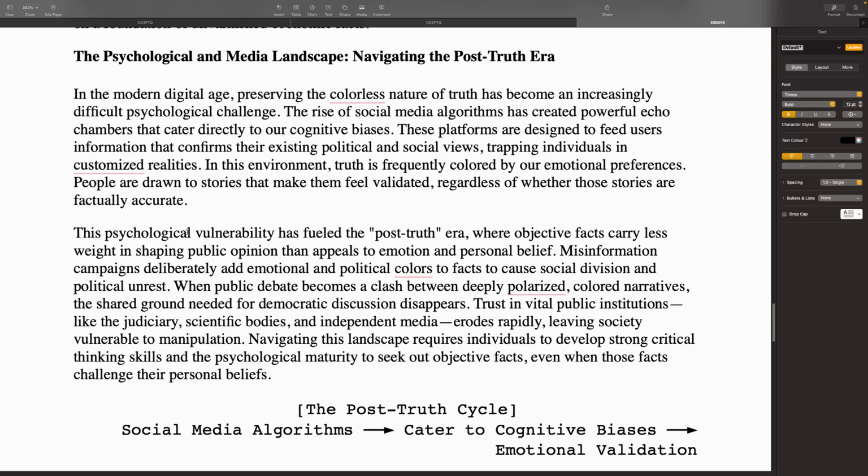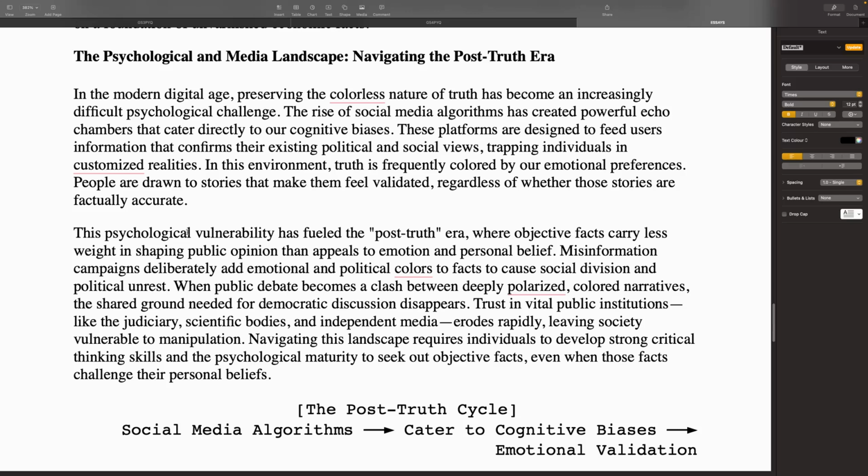These platforms are designed to feed users information that confirms their existing political and social views, trapping individuals in customized realities. In this environment, truth is frequently colored by our emotional preferences. People are drawn to stories that make them feel validated regardless of whether those stories are factually accurate. This psychological vulnerability has fueled the post-truth era, where objective facts carry less weight in shaping public opinion than appeals to emotion and personal belief.